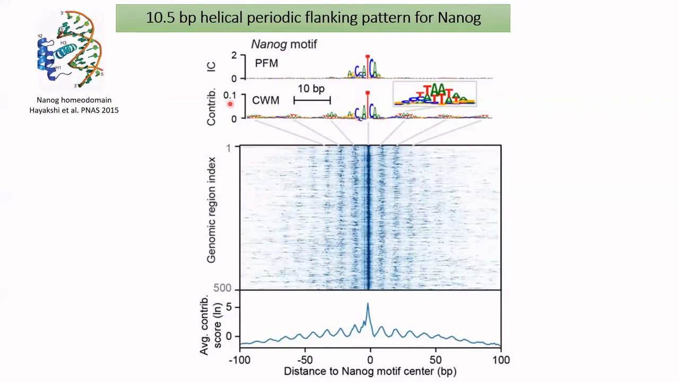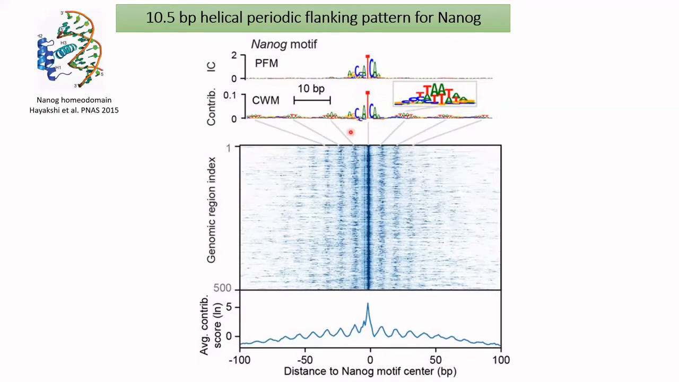So one pattern that we see is for the Nanog motif, if we look at the flanking sequences, if you look at the position frequency matrix, you don't see anything. You just see the motif popping up, the TCA with that little thing at the side. But if you look at the contribution weight matrix, you see these really beautiful plumes of TAAT sequence, exactly 10.5 base pairs apart, which is a helical turn of DNA.